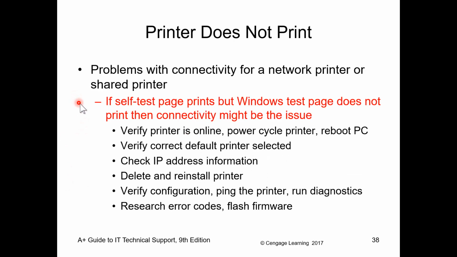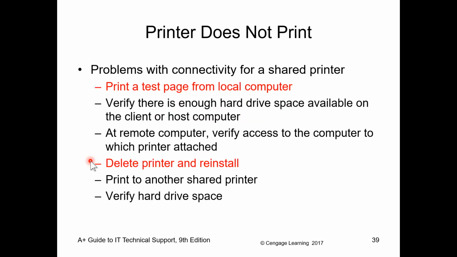If the self-test page prints, but the Windows test page doesn't, then you're having a connectivity issue between that computer and the printer, and you're going to have to troubleshoot that. Check its IP address information. Try to bring the printer up in a web browser by its IP address.